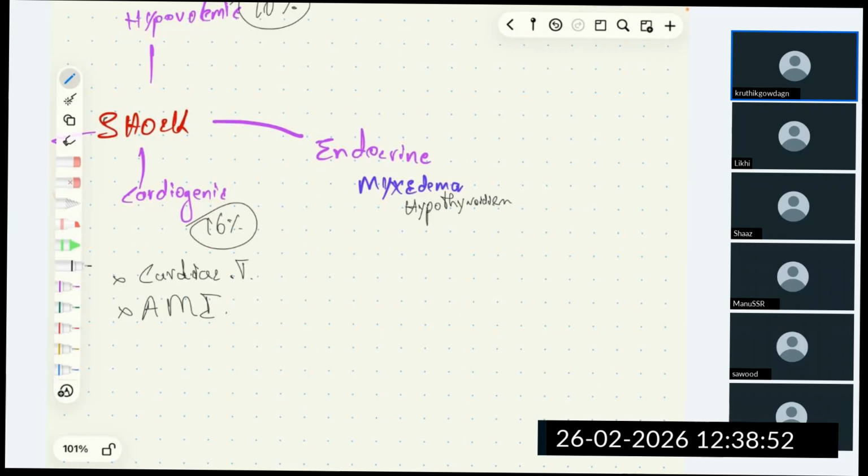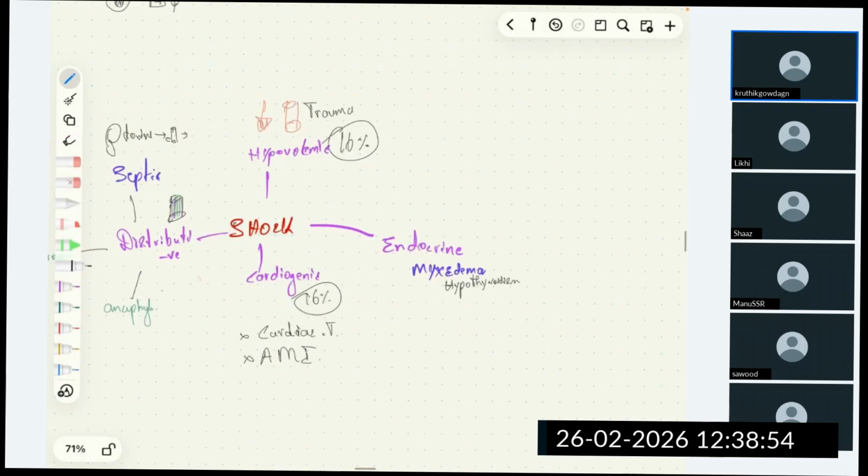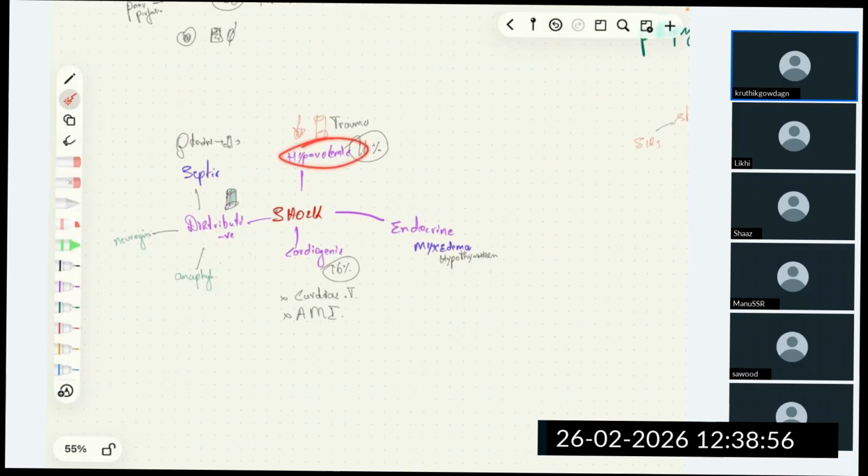Okay, we saw four types of shock briefly. That is hypovolemic shock, which is due to reduced blood; distributive shock, which is due to pooling of blood inside the blood vessels. Then we saw cardiogenic shock, which is due to pump failure, and we saw endocrine cause, which is due to hypothyroidism, myxedema. The common causes of hypovolemic shock are hemorrhage.